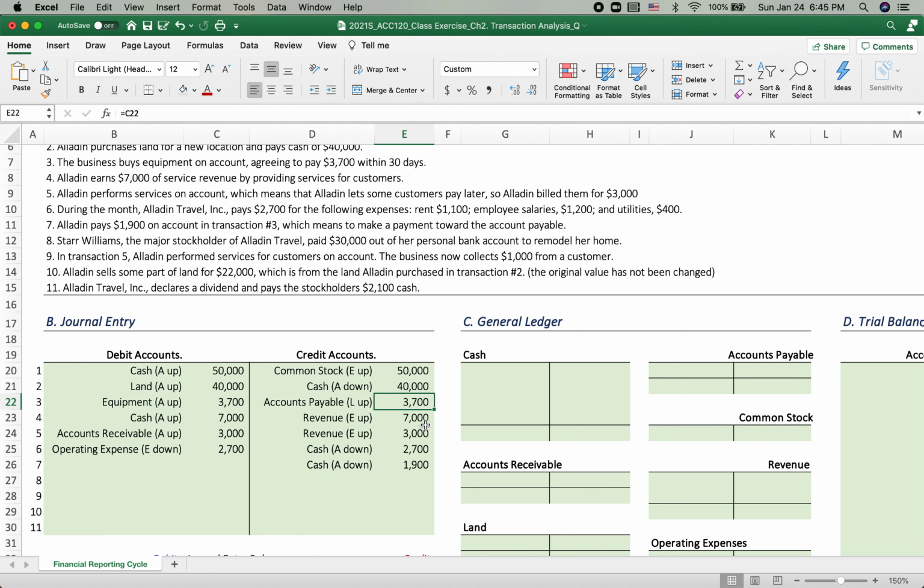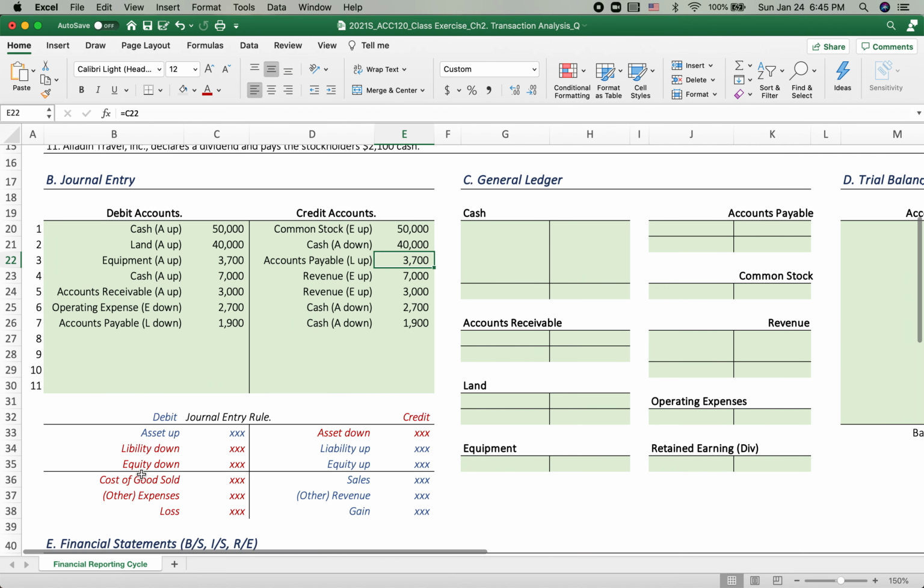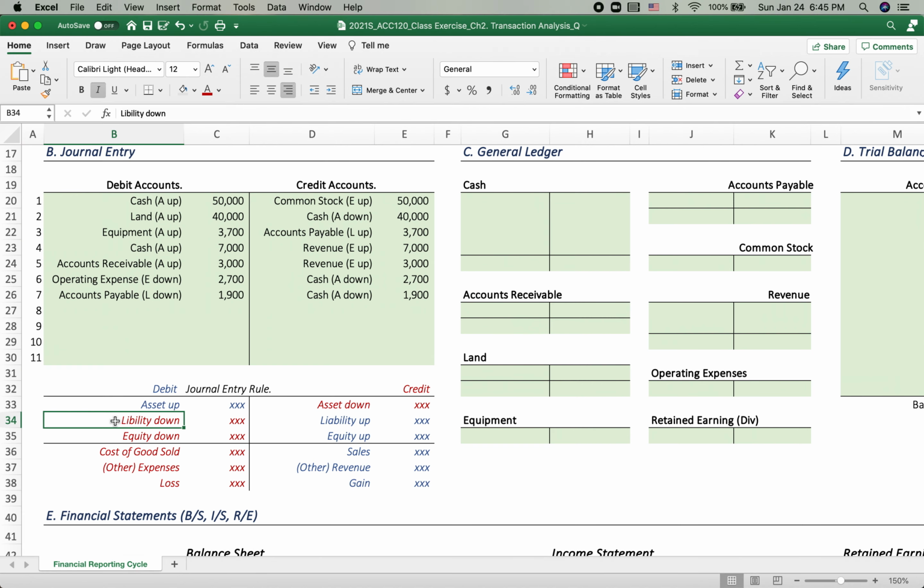By this amount of payment, the company doesn't have the full amount of this accounts payable liability, not the full obligation, but out of the 3,700, 1,900 is paid. Accounts payable, now this is liability down. Why? The company paid 1,900 out of 3,700, so by this amount the company should reduce accounts payable. So liability down. That is the combination: on the debit, liability, and on the credit, asset down, cash.